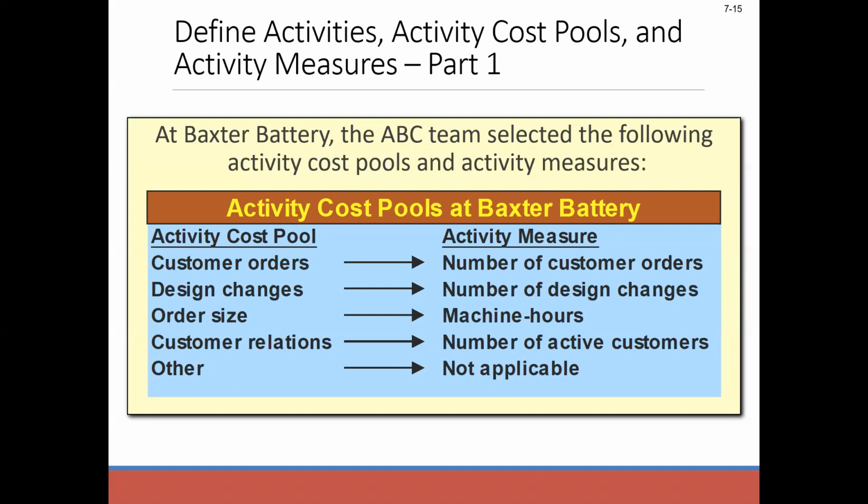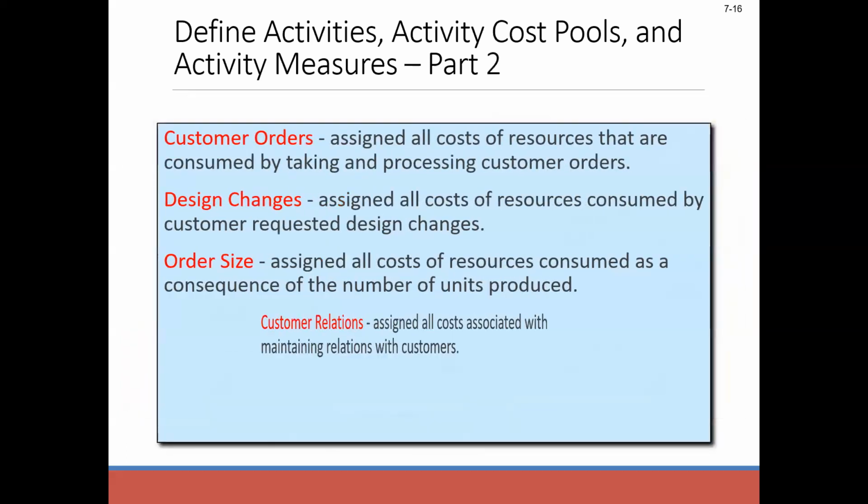For pools, they took customer orders, and again, they'll measure number of customer orders. They took a pool of design changes and measured how many design changes there were. They have a pool of order size based on machine hours, customer relations based on the number of active customers, and other, who knows what that particular one is.